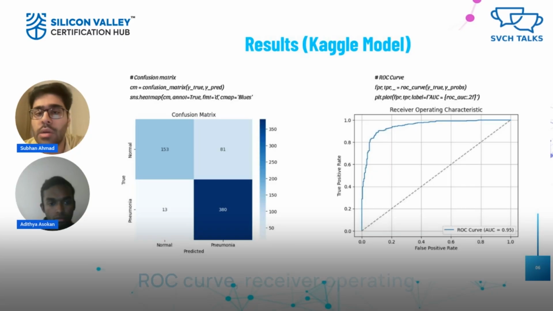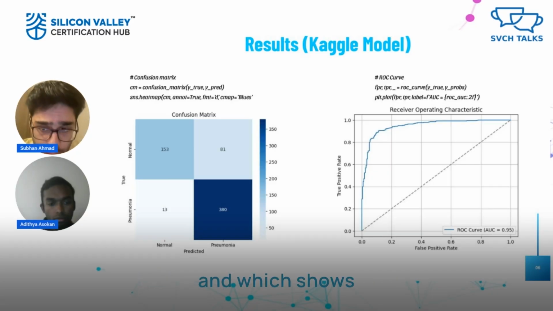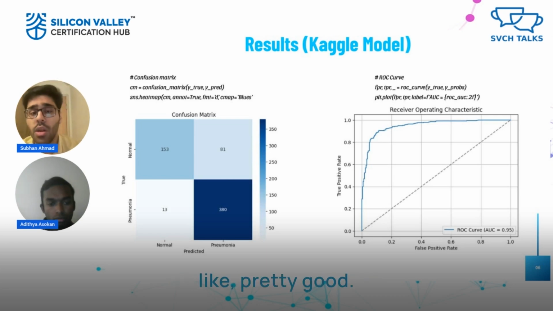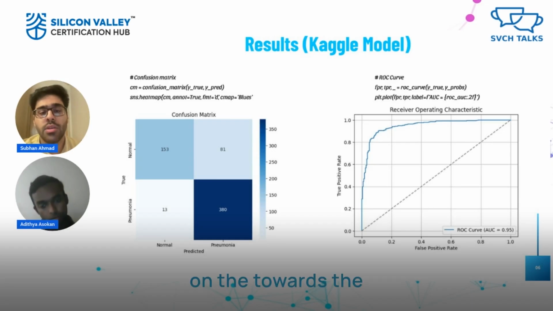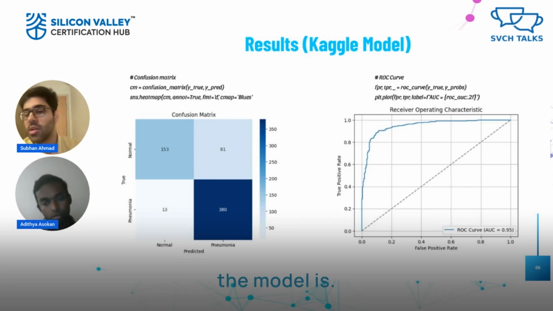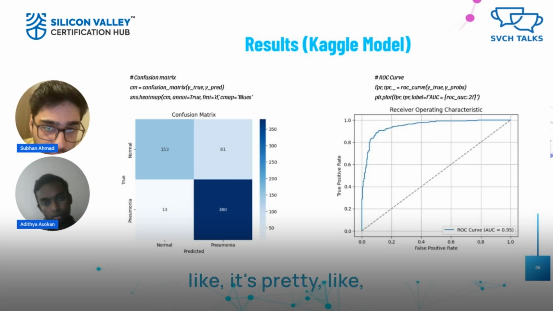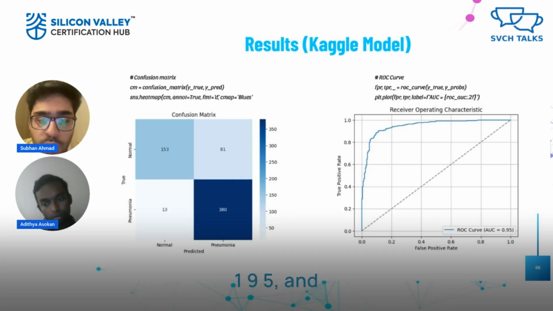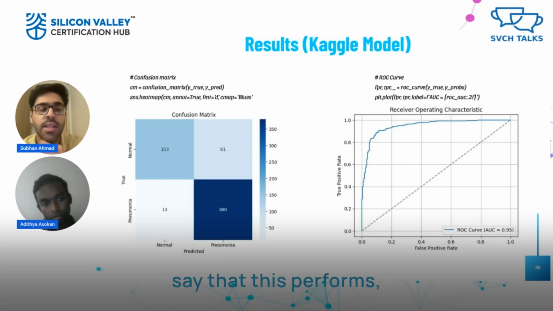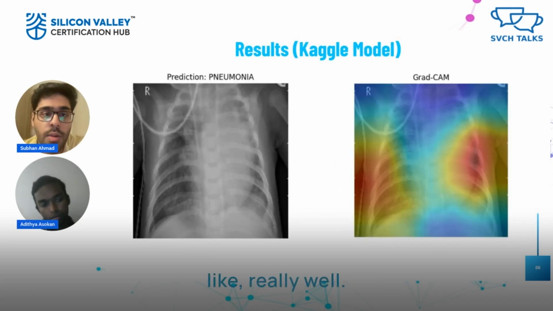And this is our ROC curve, receiver operating characteristic, which shows that the AUC is basically 0.95, which is pretty good. The more this elbow is towards the top left, the better the model is. So we can see it's pretty up here towards 0.95, and we can confidently say that this performs really well.